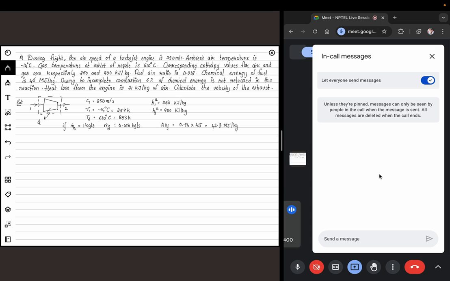And we need to determine the velocity of the exhaust. So we need to find C2. Second, we start from the... it is also given Q dot is heat loss from the engine per kg of air. So if I write my equation, so m dot air times the Q dot that is given minus... or let us do it in this way. So there is a net.